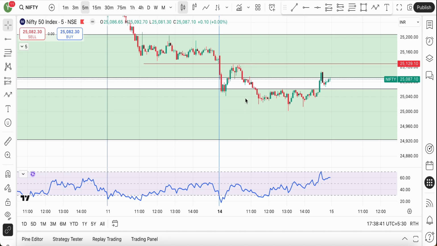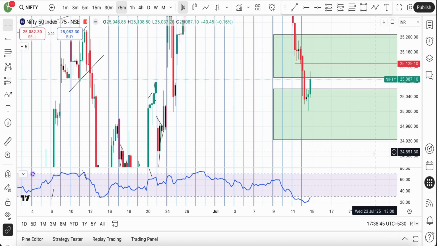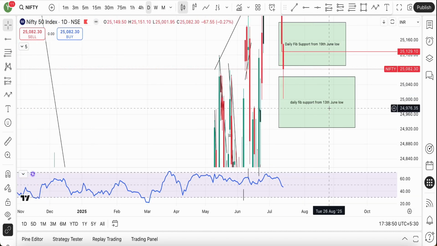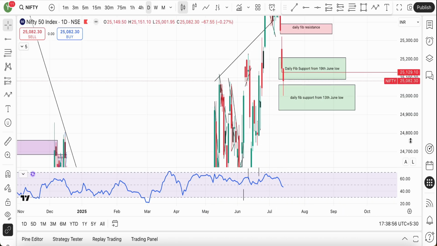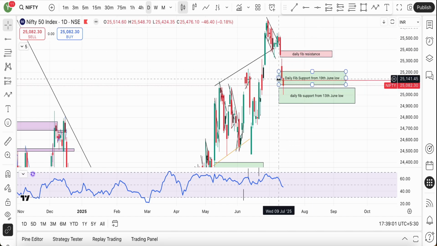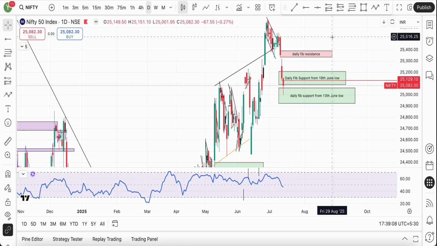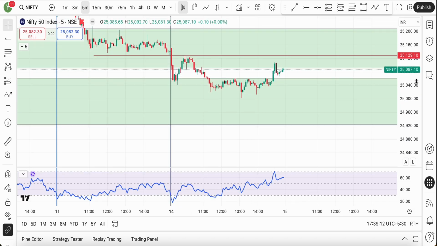So for today, what we had discussed, if we just zoom out on a higher time frame, these were the levels that we had planned. These are nothing but daily fib support from the 19th June low, from various swings that we had captured from the 13th June low. And this was the daily fib resistance from this particular top till this low, right? So these are not random levels, and even in such a weak market, I had told you guys to look for a buying opportunity around here.